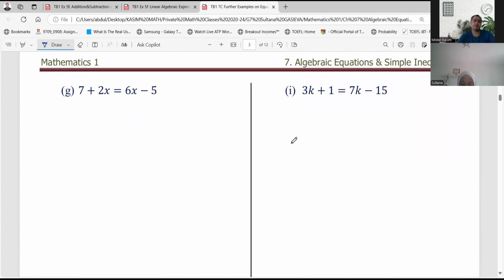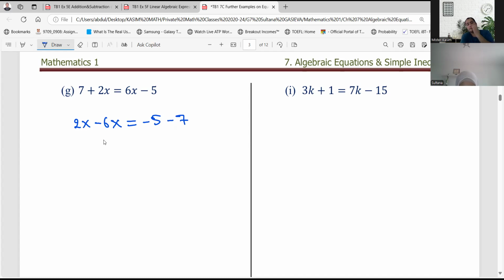Next. 7 plus 2x equals 6x minus 5. It's given, right? Okay. So tell me the next line. 2x minus 6x equals negative 5 minus 7. Okay.